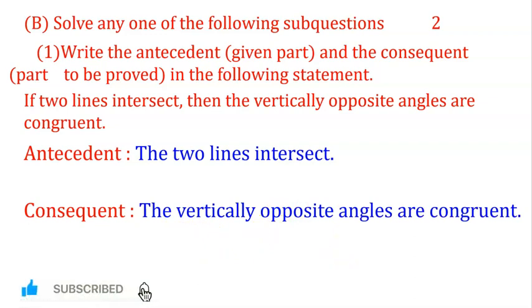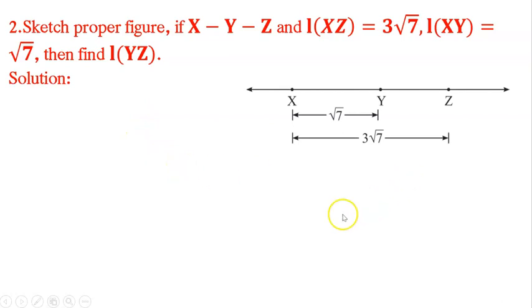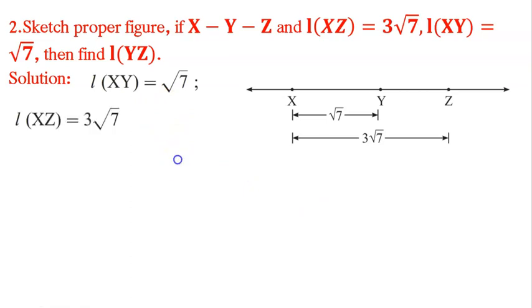Okay. Now next, sketch proper figure if Y is in between X and Z. Length of XZ is equal to 3 root 7. Length of XY is equal to root 7. Then find length YZ. Now the solution, see this here figure. Length of XY is equal to root 7. Length of XZ is equal to 3 root 7.